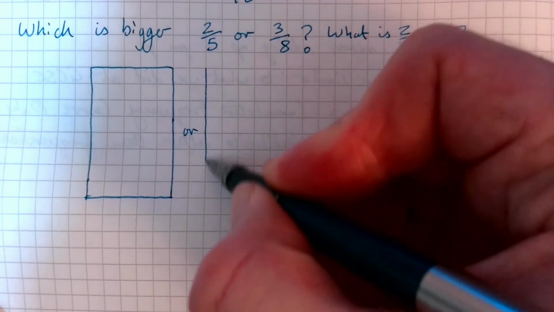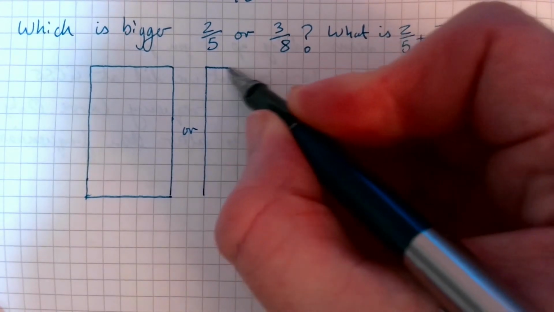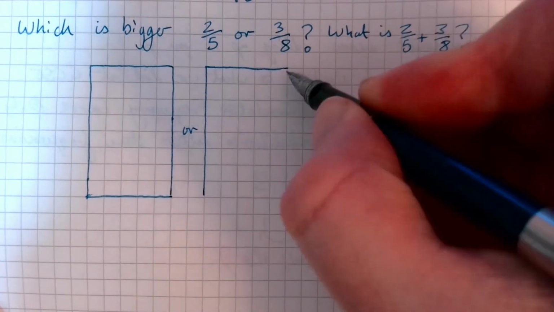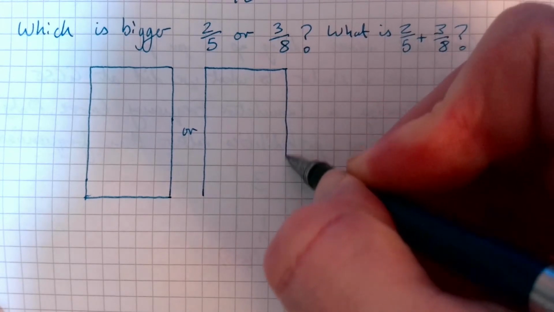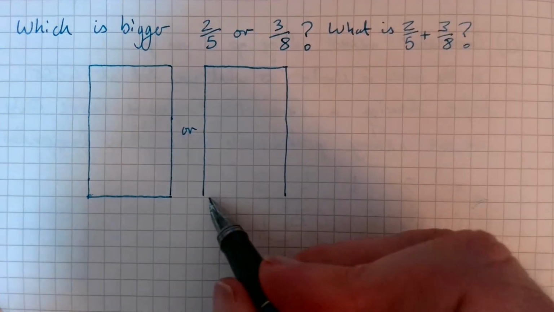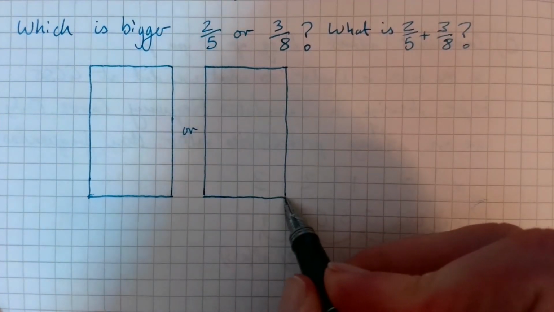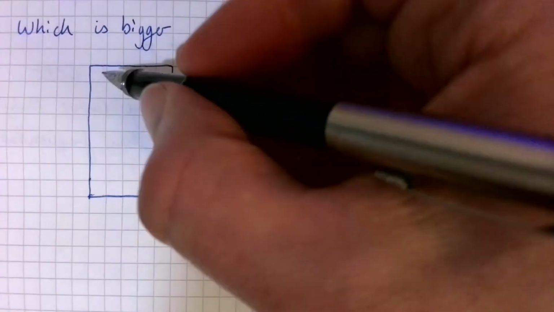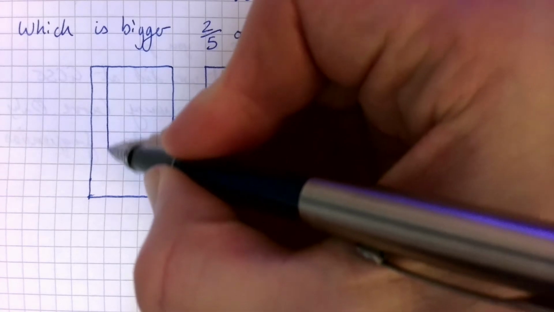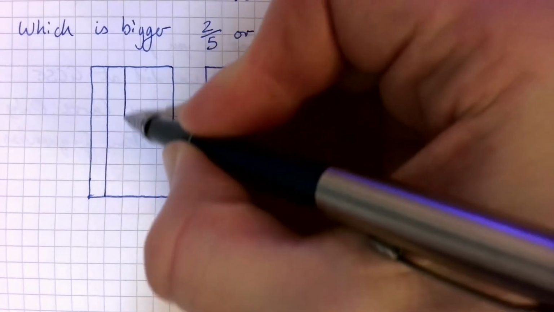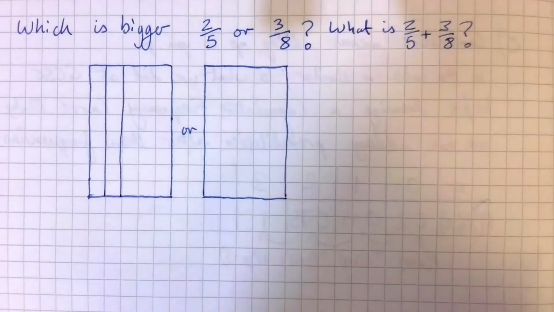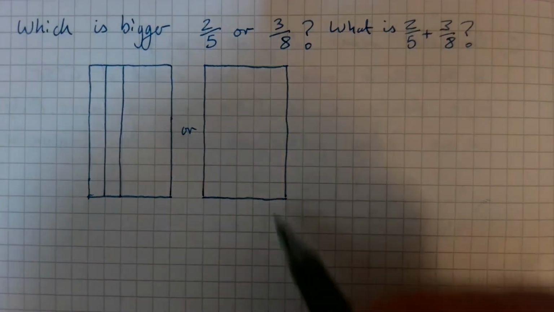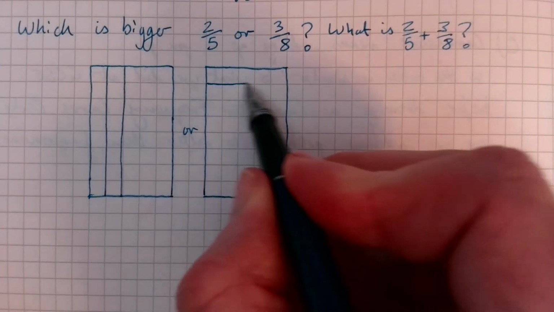And then let's go again. You might like to use a ruler for this, but as long as you keep your eye on it and you're close enough to the lines, you should be alright. So we want 2/5. That's that much, isn't it? And 3/8.